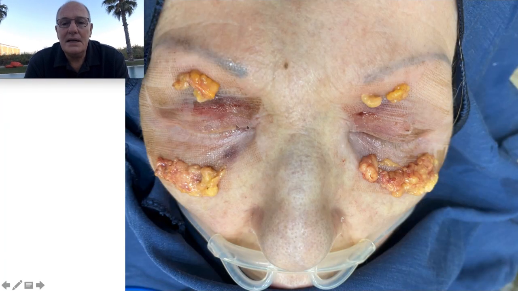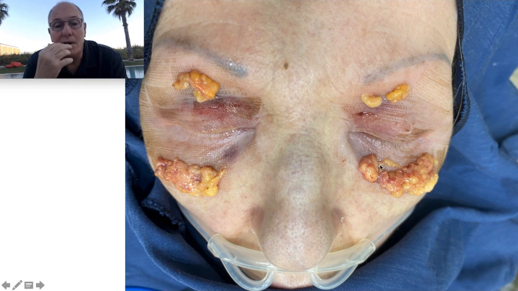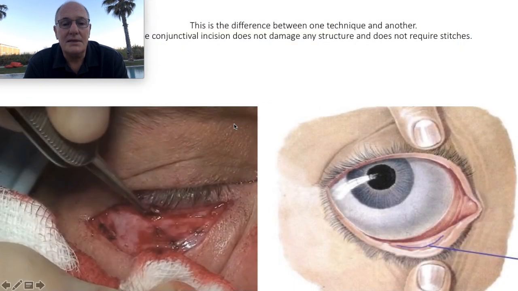And this is the result with this technique. No skin damage, no muscle damage, no skin resection, and all these are the lower eyelid fat pads that I remove through a conjunctival incision. And here is the rejuvenation with carbon dioxide laser.